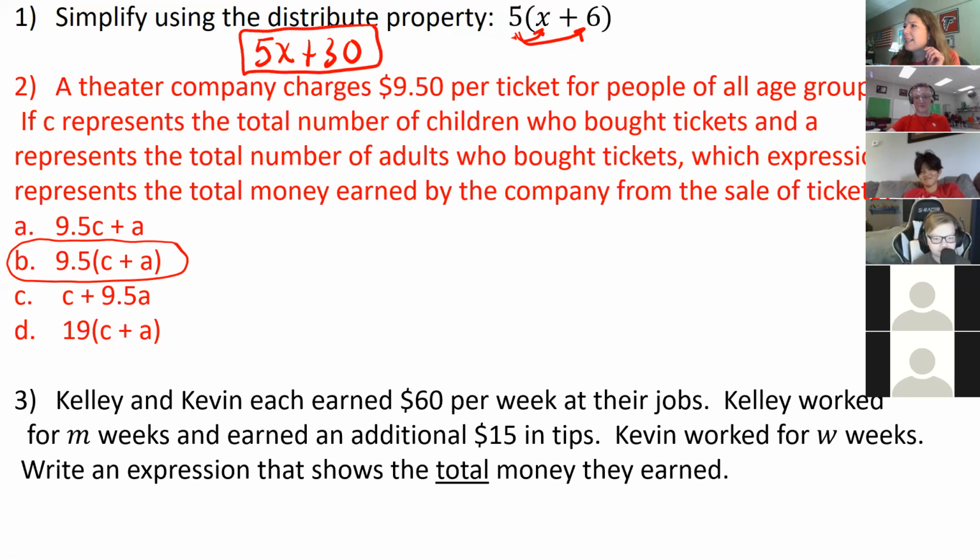Kevin and Kelly each earned $60 a week at their jobs. Kelly worked for M weeks and earned an additional $15 in tips. Kevin worked for W weeks. Write an expression that shows the total money they earned. All right, who's going to take this one?